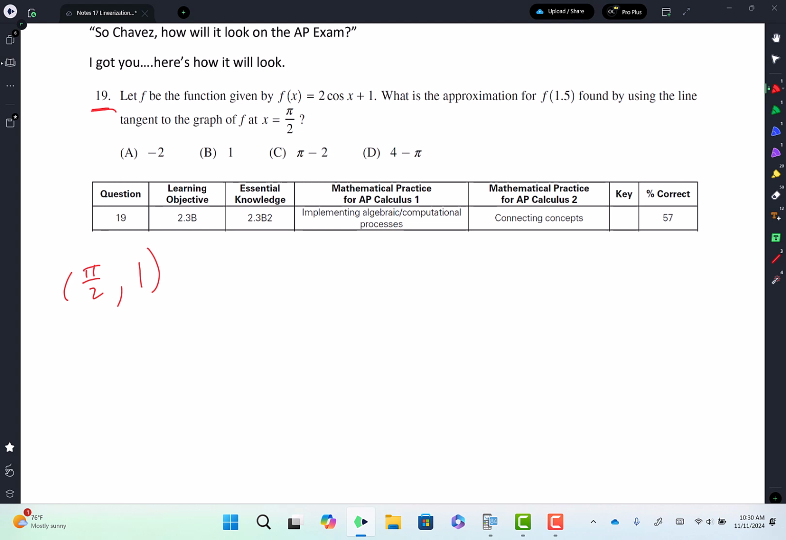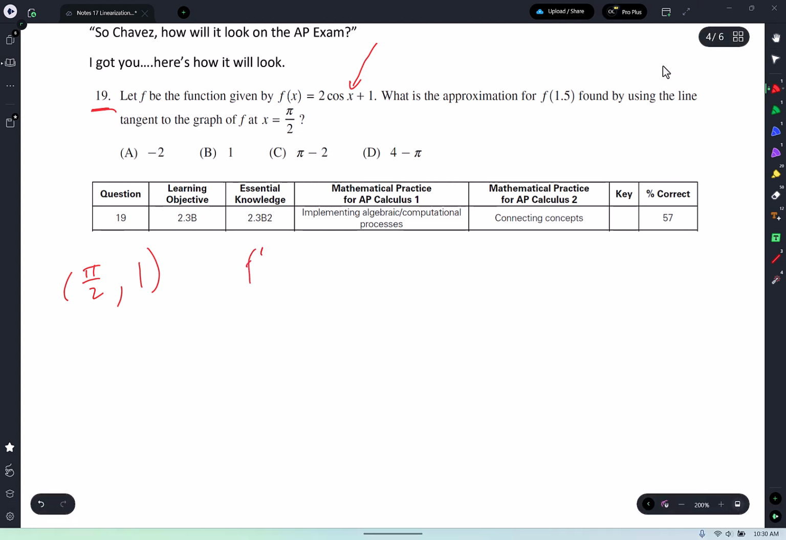Does everyone see how we got that? All I did was just plug in here. Cosine of pi over 2 is 0. That's how you get your point, right? Okay. All right, next. How do I get my slope? Derivative. F prime of x equals, what's the derivative of cosine? So negative 2 sine x.